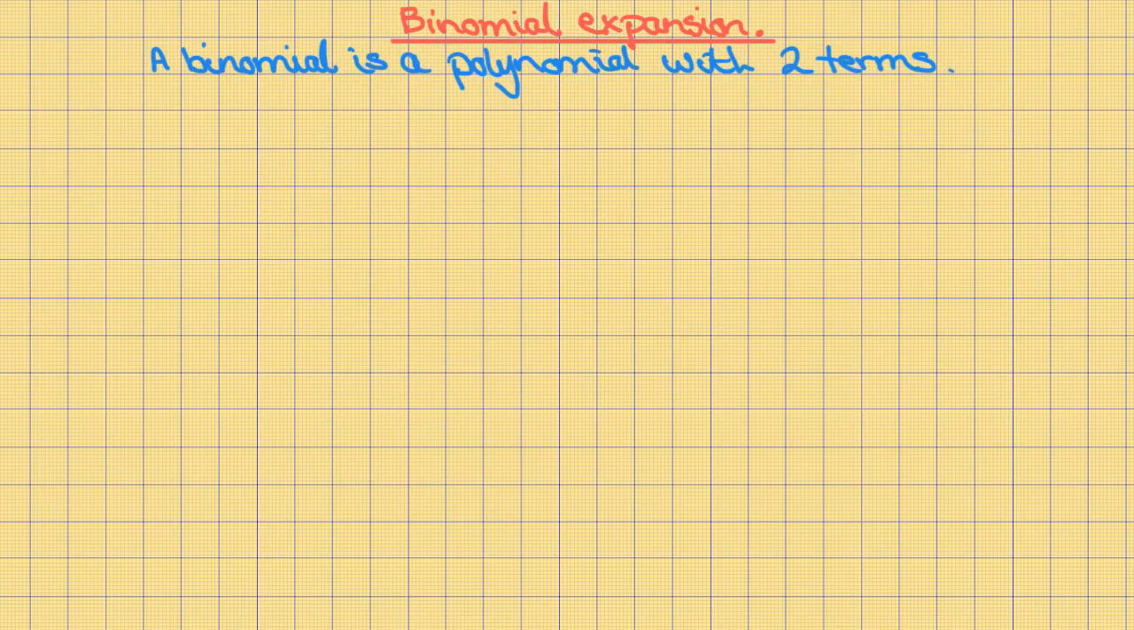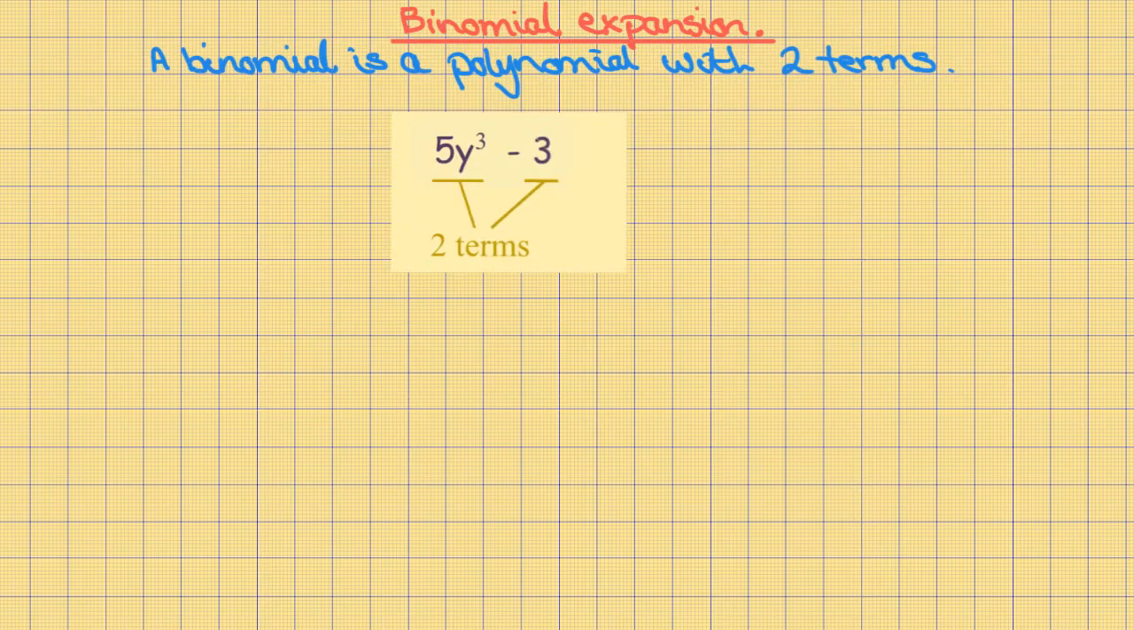Binomial expansion. A binomial is a polynomial with two terms. 5y cubed minus 3 is a binomial. It has two terms. The first term, 5y cubed, and the second term is minus 3.